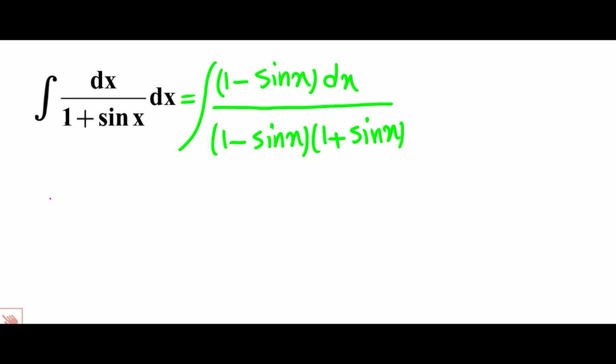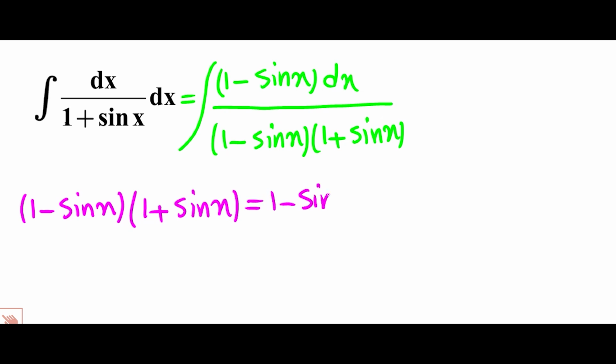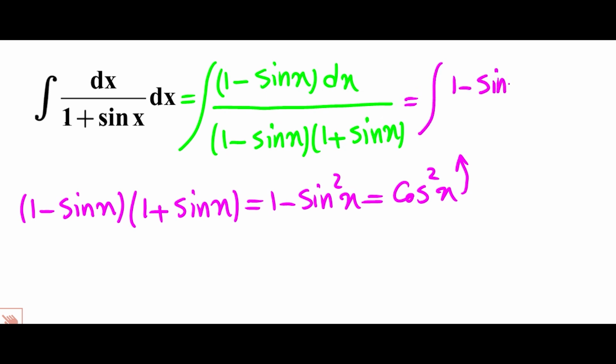Now we use the identity, meaning 1 minus sine of x times 1 plus sine of x equals 1 minus sine squared of x, or cosine squared of x. So the integral becomes the integral of (1 minus sine of x) dx over cosine squared of x. Now we split the fraction into two parts.